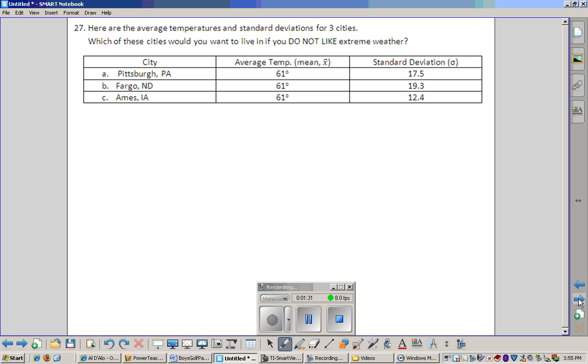The next problem says, you like to live in a place that doesn't have extreme weather, so which of these 3 cities should you choose? Well, if you look at just their average mean temperature, you can't choose between the 3 cities. They're all the same, but they're not the same. If you look at Ames, Iowa, that's the one you're going to choose because it has the lowest standard deviation. And a low standard deviation means the data doesn't deviate very far. So the temperature doesn't get very far above or below 61. So the lower the standard deviation, the less extreme the weather.